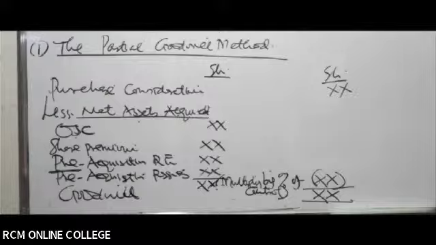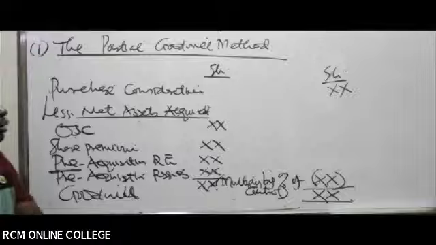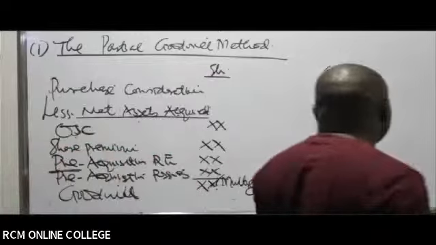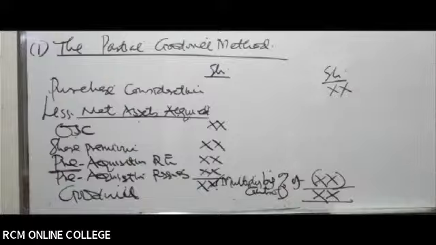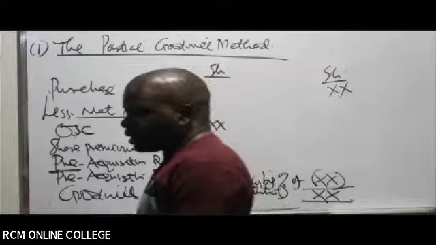That's why you can see that this is where only the parent goodwill is recognized, and the non-controlling interest is measured at their proportionate share of the fair value of the subsidiary net assets. Proportionate share of the net assets. And then you get the goodwill here under the partial method.